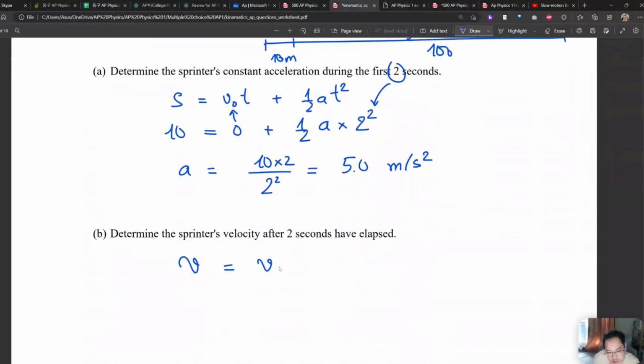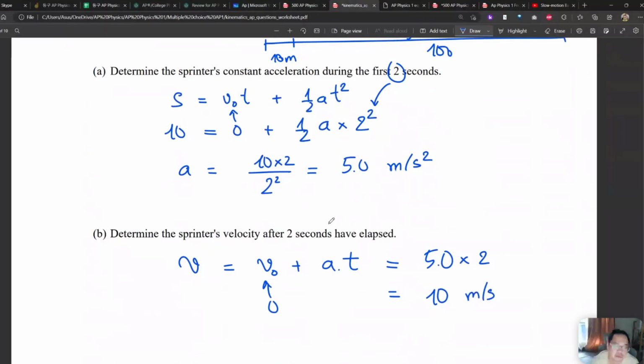V after 2 seconds equals V initial, which is 0, and add it with the acceleration multiplied with the time. Acceleration is 5, which we have just calculated. 5 multiplied with the time 2 seconds, and the answer is simply 10 meters per second.